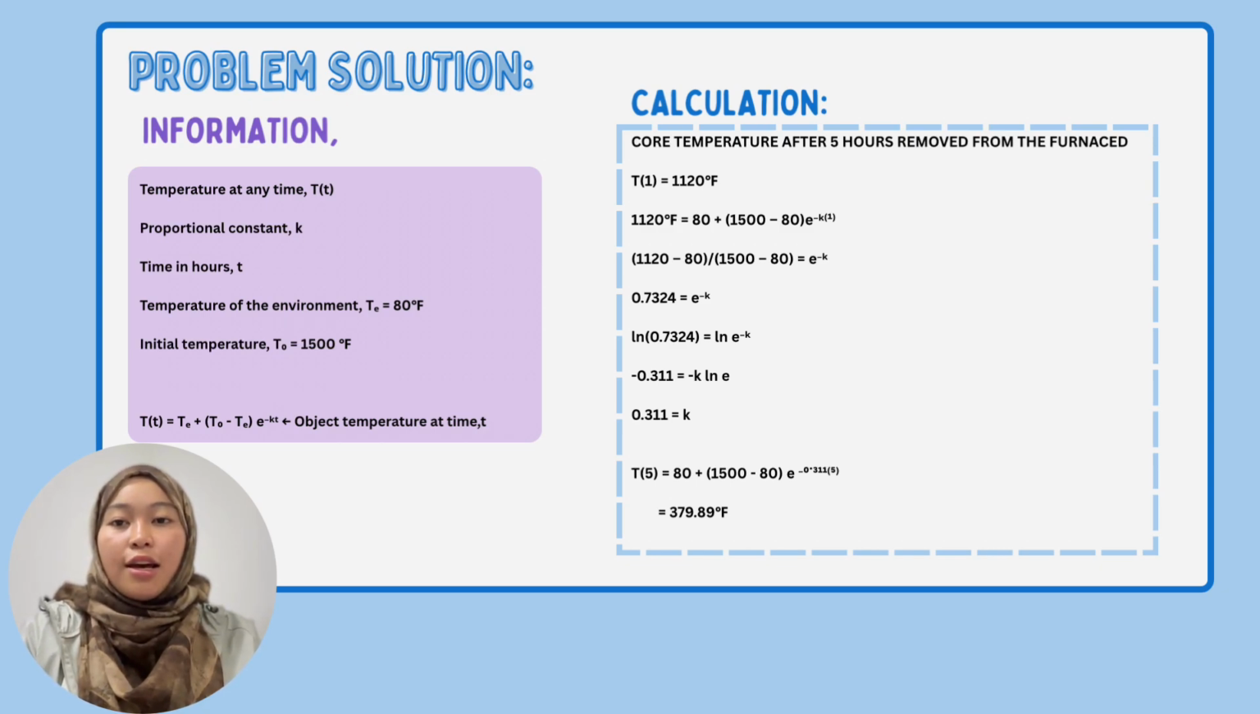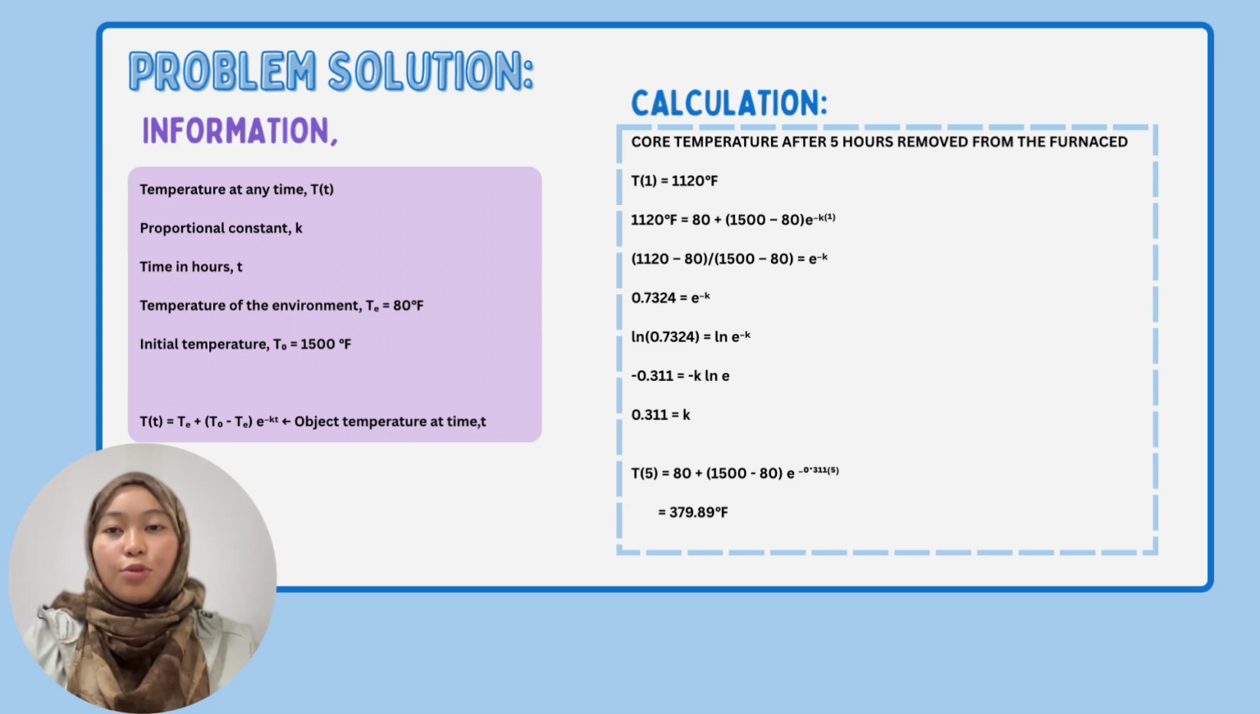Okey, untuk soalan sebelum B berkaitan dengan Newton's Law of Cooling. Informasi yang kita dapat adalah temperature at any time TT, proportional constant K, time in hours T, temperature of the environment TE yang telah diberikan adalah 80 Fahrenheit dan initial temperature kita TO 1500 Fahrenheit. Dan equation adalah TT sama dengan TE plus dalam kurungan TO tolak TE tutup kurungan E kuasa negatif K T.